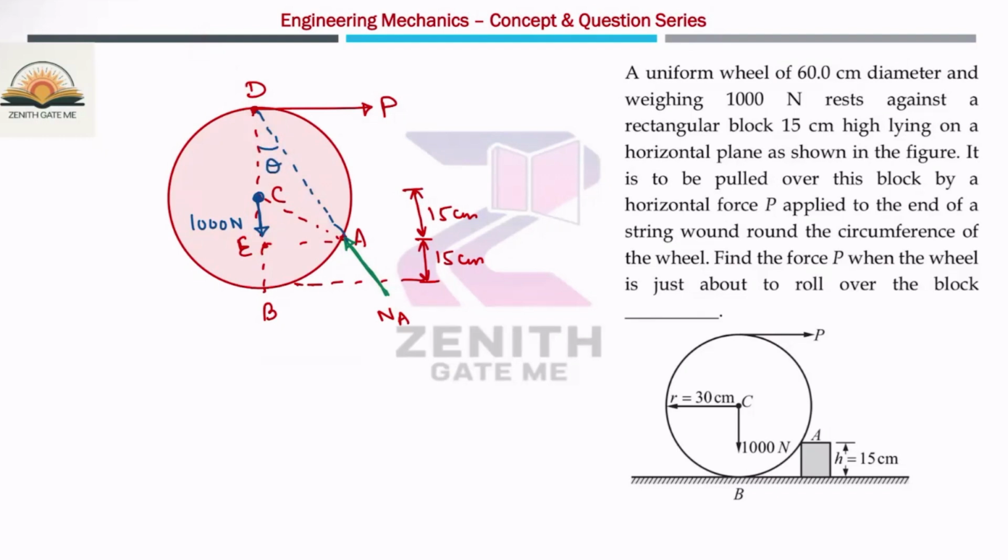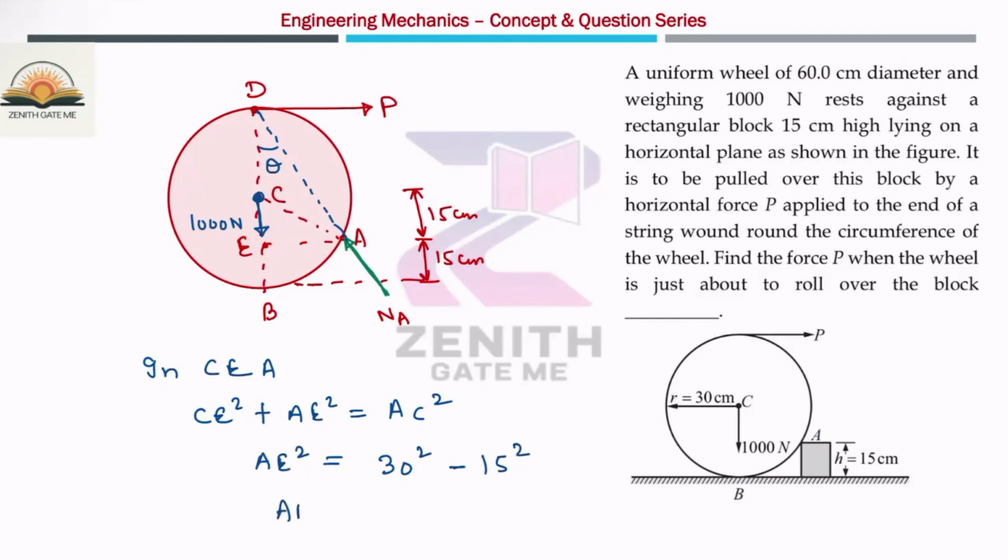Now I will consider triangle CEA: CE square plus AE square is equal to AC square. AC is already known to you. This is 30 square minus CE, which is 15 square, so I can calculate the AE value. This is 900 minus 225, square root, so you will get the value 25.981 centimeters. Okay, so AE value you have calculated.